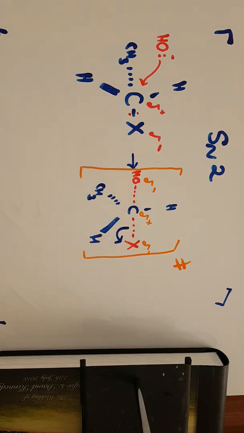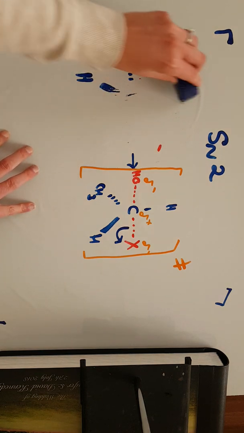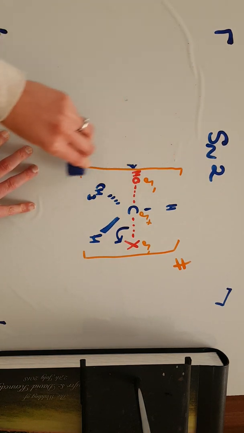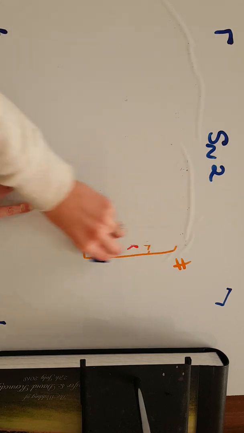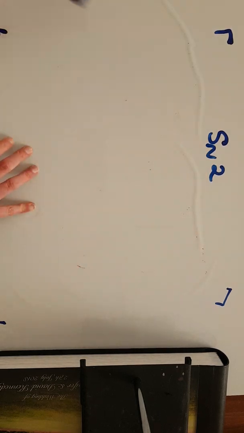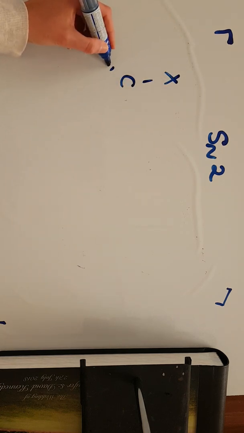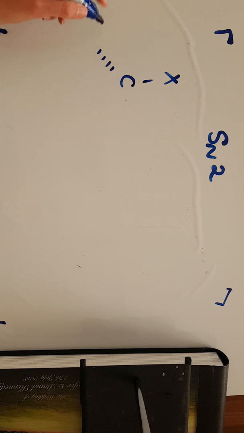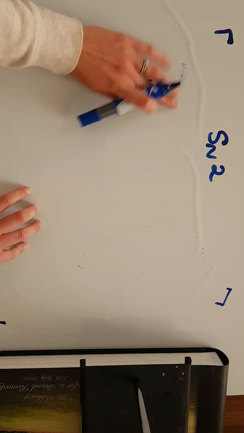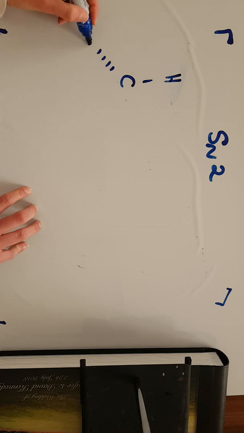Okay, now I am just going to have to rub this out because I'm running out of room on the board, so just bear with me a second. Quickly redraw out this transition state again. Oh, I'll stick with the groups that I had before.